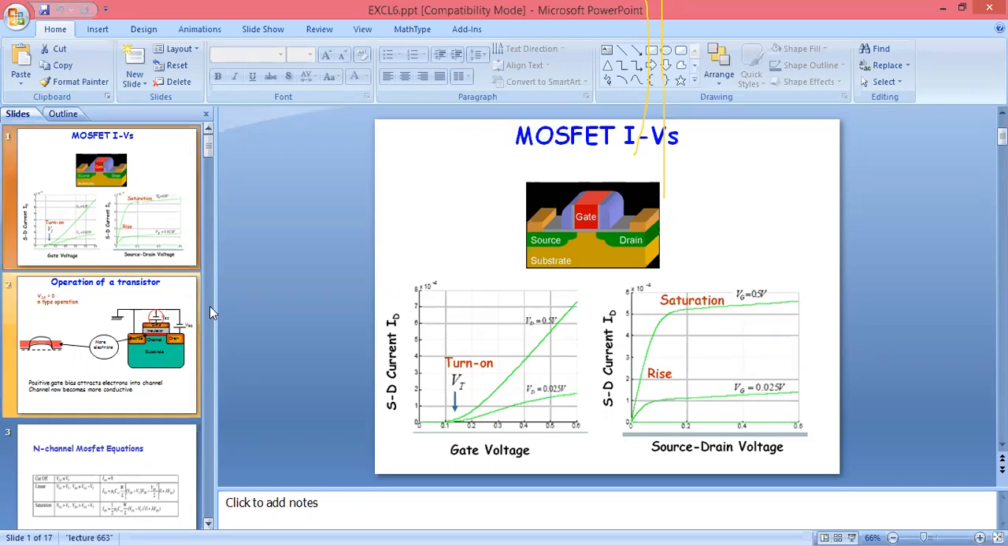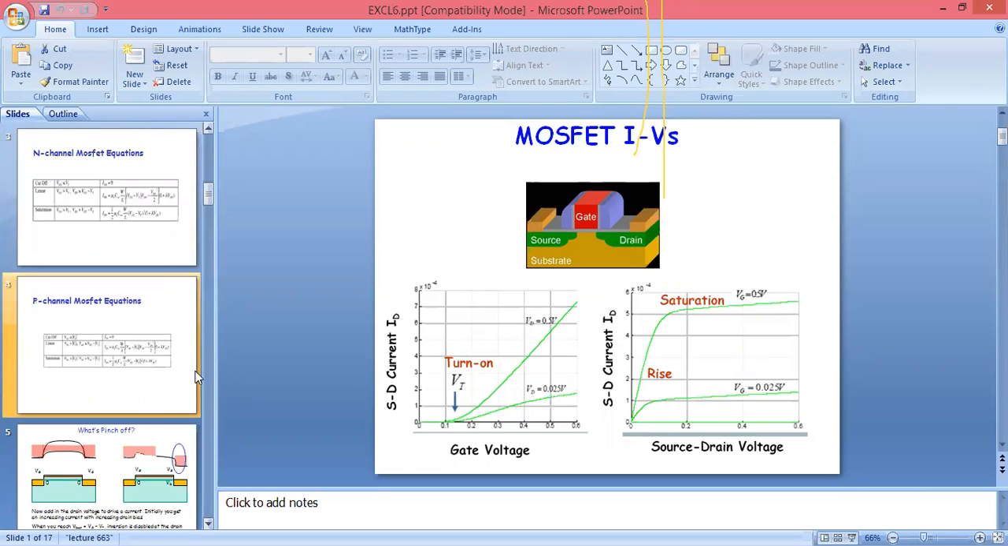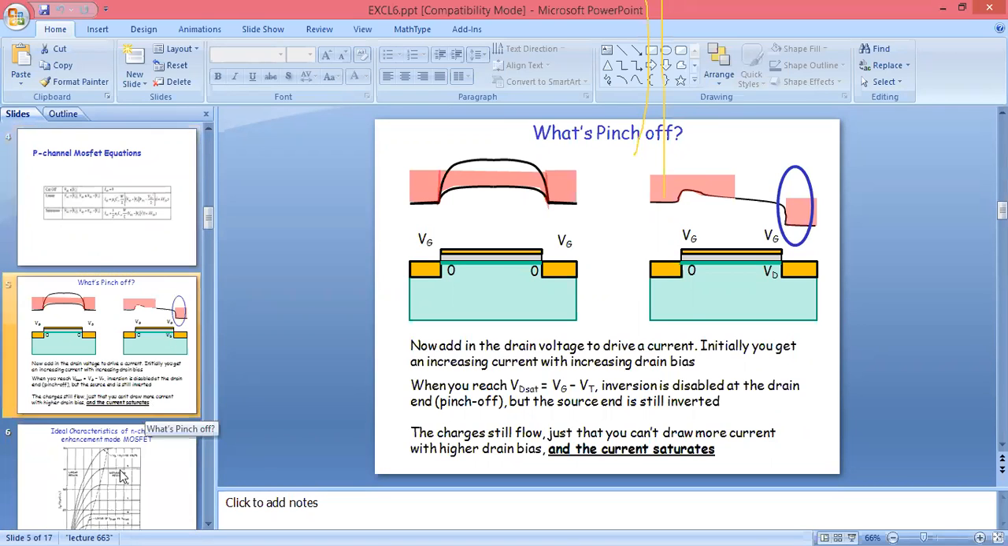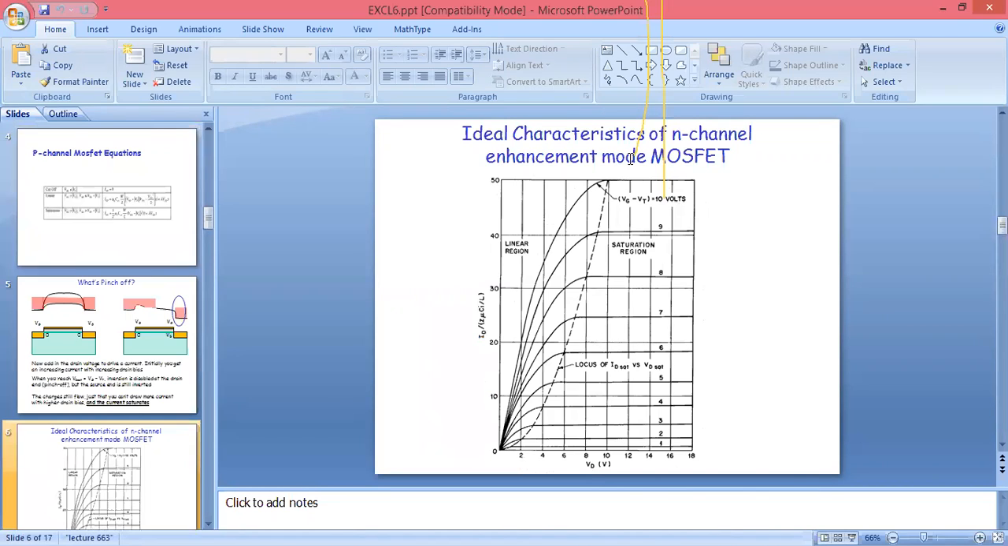Okay, these are the output characteristics, and we will get the pinch-off region in the saturation region. These are the ideal static characteristics for the N channel enhancement MOSFET.